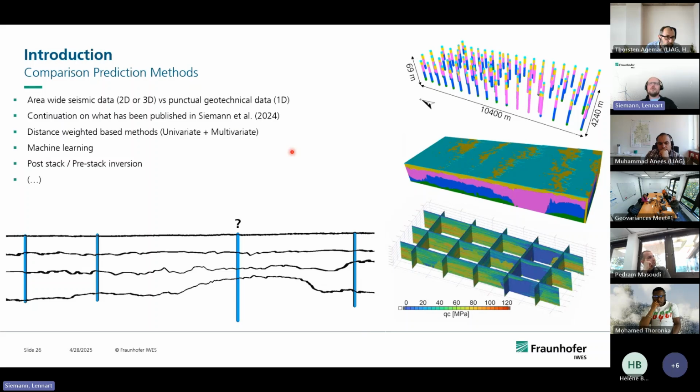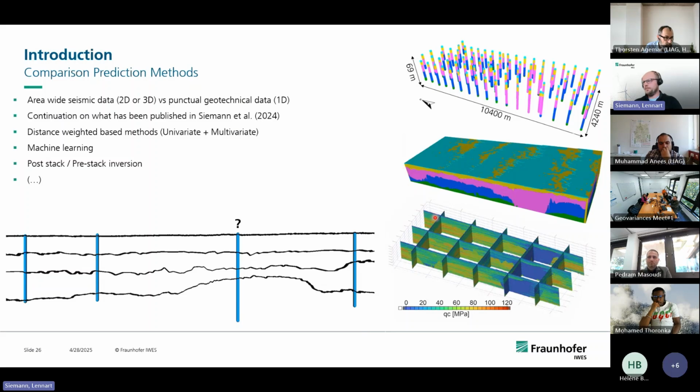But we started with comparing different predictions of CPTs to make a basis for a lot of the discussions going on about which method to use for creating interpolated or synthetic CPTs, where we tested distance-weight-based methods. So I'm talking about inverse distance weighting, but also kriging, and we have also incorporated machine learning, which I'm not going to talk about today. For seismic data, this is where it gets interesting. There are different ways of incorporating seismic data. We also did that, but we focused on post-stack seismic attributes, as you can see later.